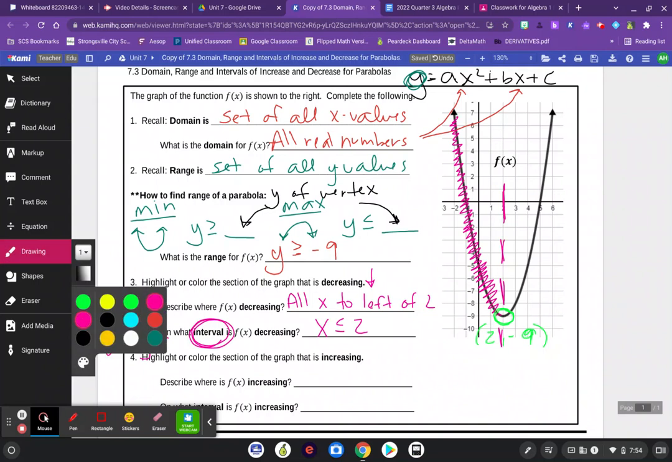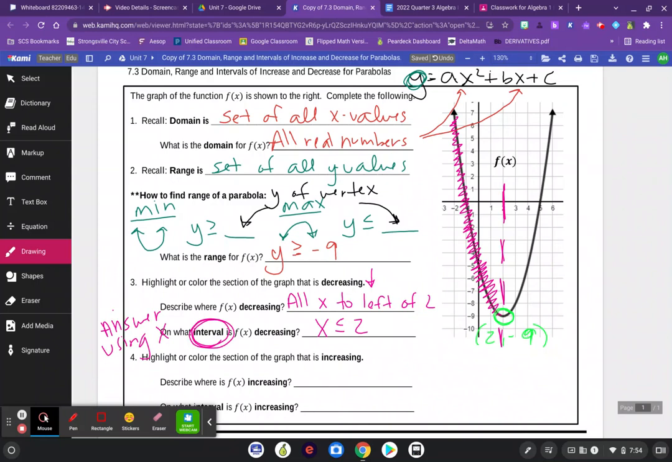Okay, let's try another one. Let's do this for increasing. So highlight or color the section of the graph that is increasing. Well, starting here at an x value of 2, my graph is moving in an upwards direction. It is increasing. So increasing means I'm moving upwards.